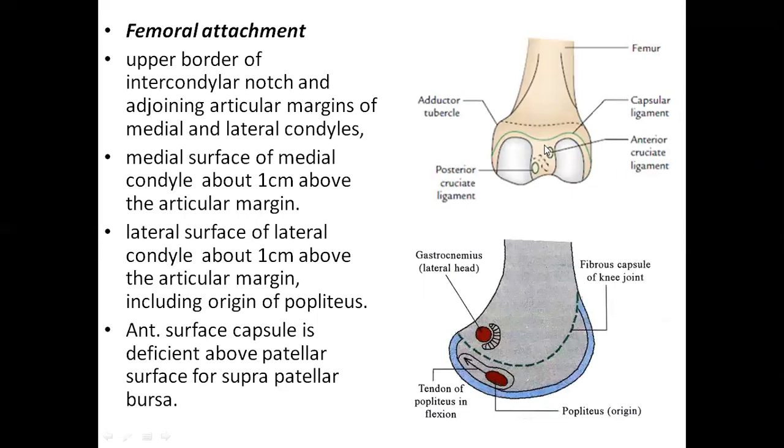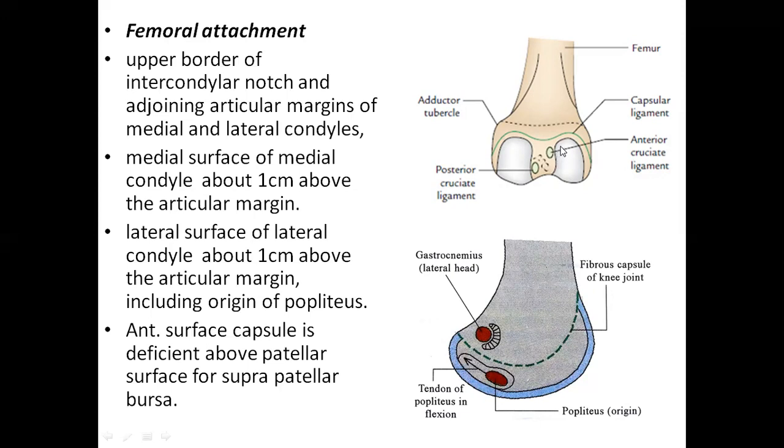Now let us see the attachment of this joint capsule. The femoral attachment is shown here in green color. It is the upper border of the intercondylar notch and adjoining articular margins of the medial and lateral condyles. Then the medial surface of the medial condyle about 1 centimeter above the articular margin. The lateral surface of the lateral condyle about 1 centimeter above the articular margin, including the origin of popliteus.